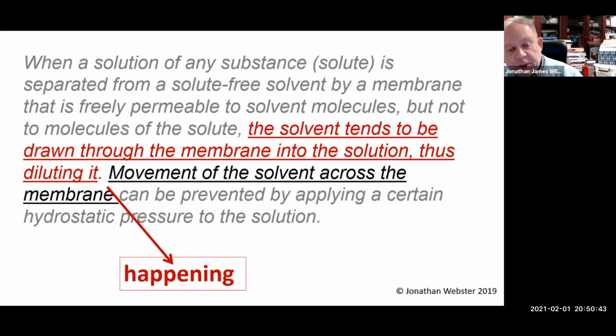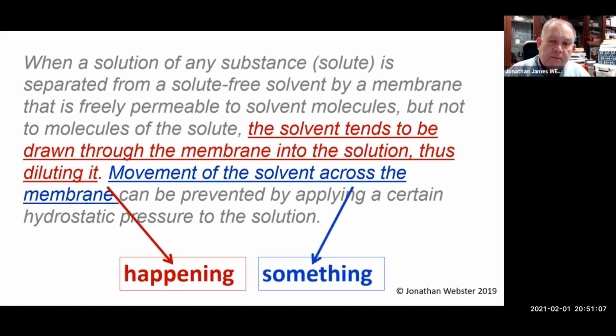So the solvent tends to be drawn through the membrane into the solution, thus diluting it. Now that's using verbs. That's the congruent way to talk about it. The solvent is drawn through, that's a verb, through the membrane into the solution, thus diluting it, diluting another verb. All right, but then it is repackaged at the beginning of the next sentence, no longer as verbs, but now as nouns. Movement of the solvent across the membrane. The one way of looking at it, describing it, now becomes reconstrued a different way. We're no longer talking about these processes as verbs, but the process is a noun, movement.